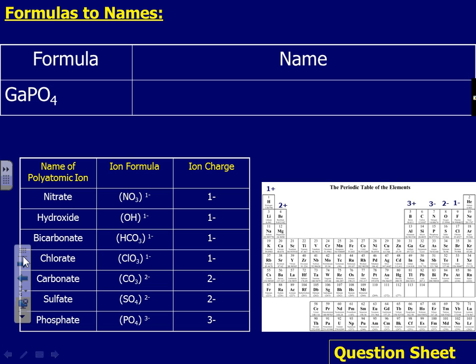What's the name of this thing? Yep. Gallium phosphate. Yep, gallium phosphate. Two L's in gallium? Hold on, did I screw that up earlier on? I did, look at that, just one. Gallium phosphate.